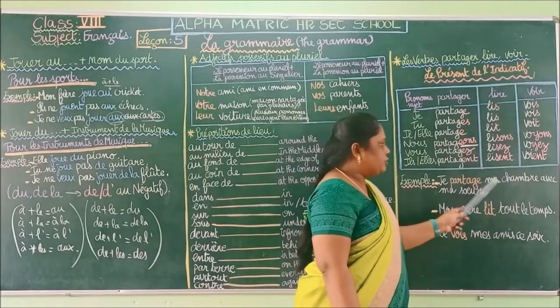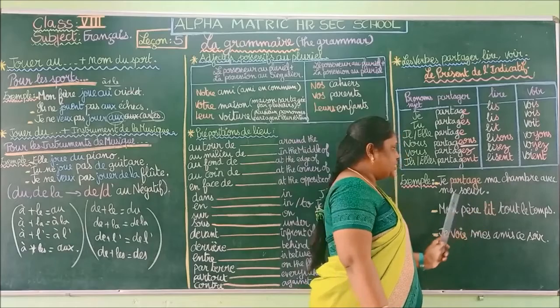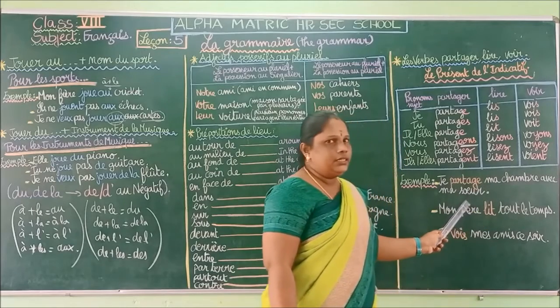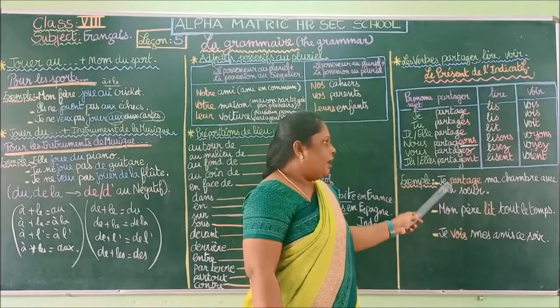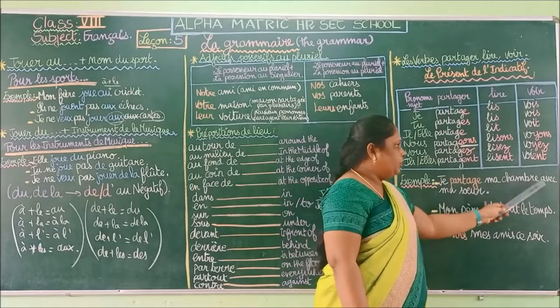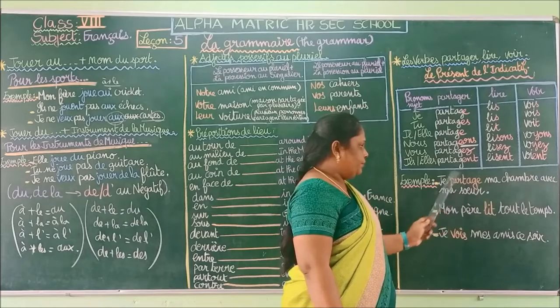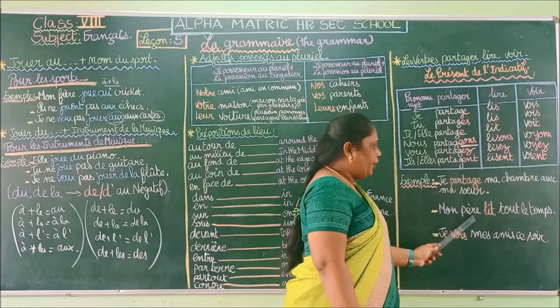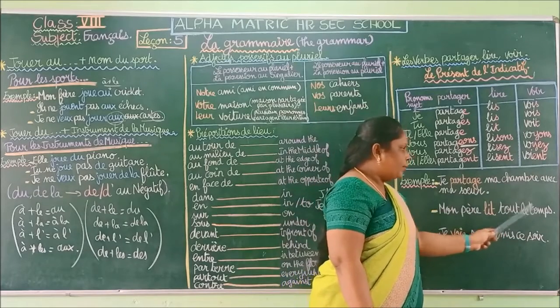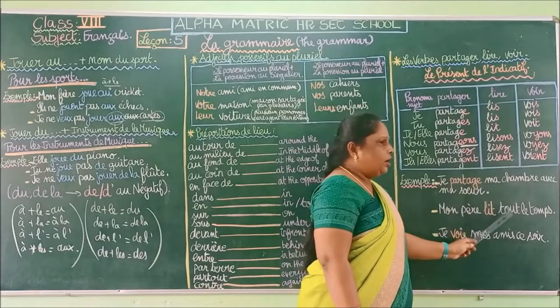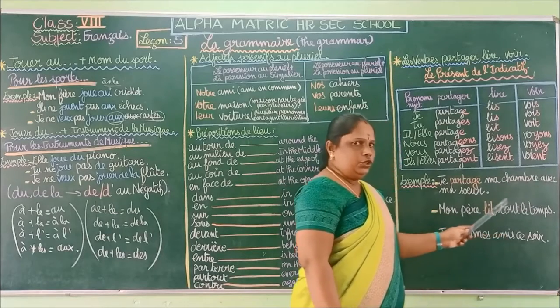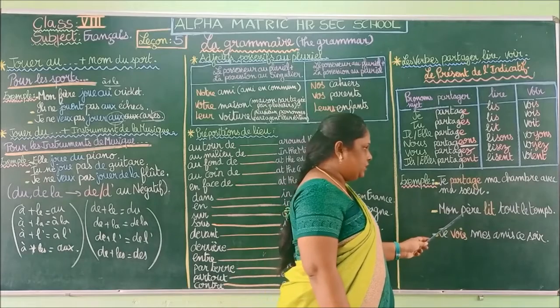Je partage ma chambre avec ma sœur. So we already learned this in the translation. I share my bedroom with my sister. Okay, le verbe partager. So next one, mon père lit tout le temps. My father reads all the time. So he reads the newspaper all the time. Okay, we can say that.